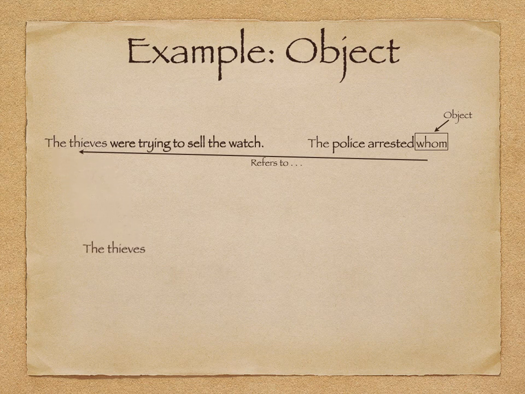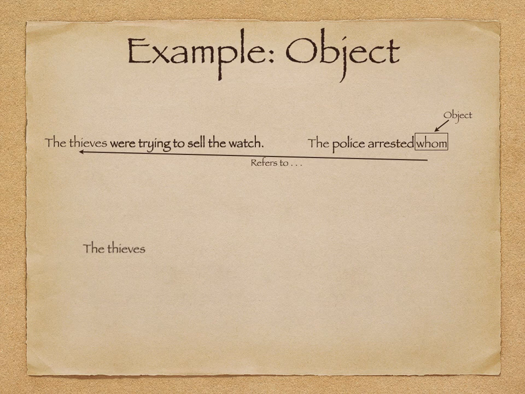Now, as we begin to build our complex sentence here with our adjective clause, remember what I said before. The relative pronoun always has to go next to the noun that it's modifying. But in our example, the police arrested whom. Whom comes at the end of the clause instead of the beginning. So that means that I have to move the object.